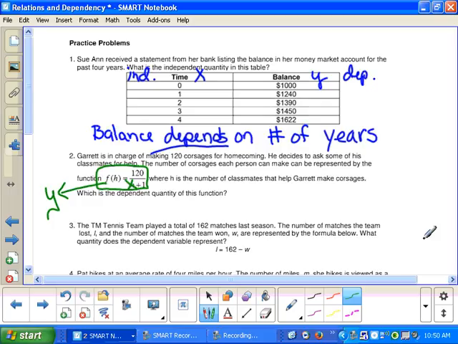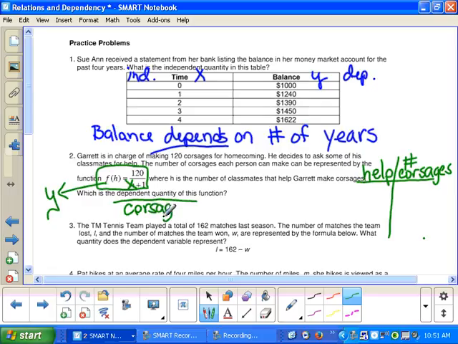So when this says, what is the dependent quantity? Think about them in terms of your XY chart. What's going to come first? Is he going to get people to help, or is he going to make them? He's going to get people to help. So this is going to be our help, or our classmates. This is going to be the number of corsages that they can make. So which one is dependent? The corsages. So the dependent is the number that they make.